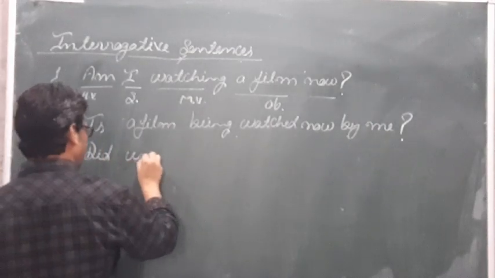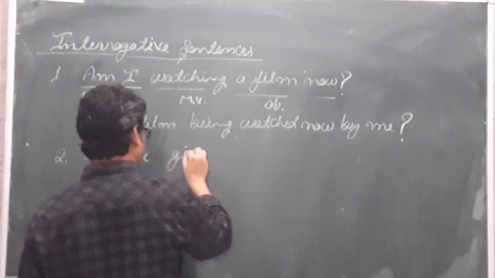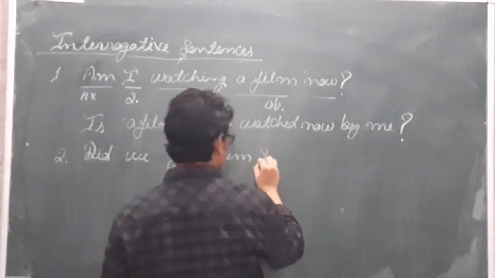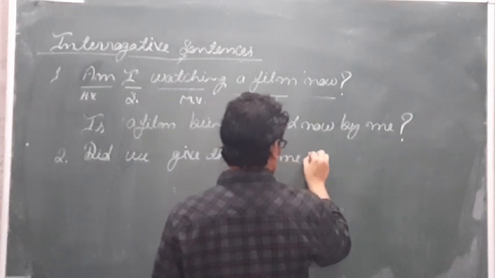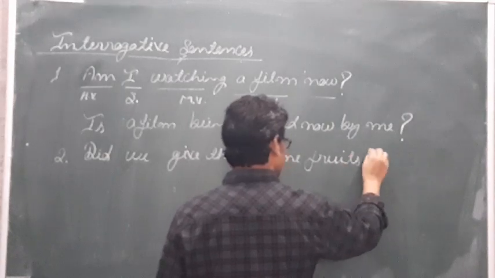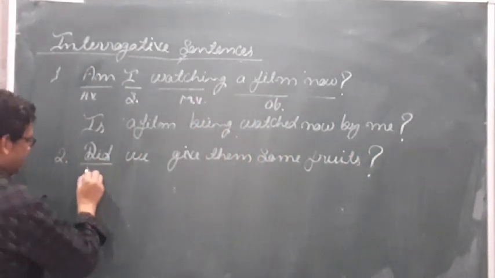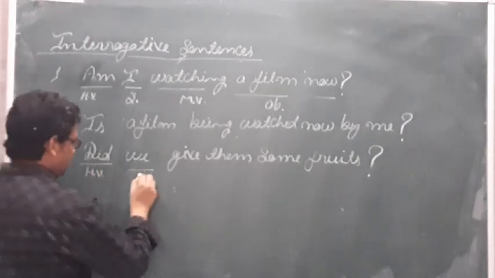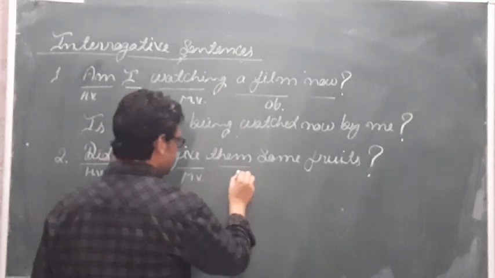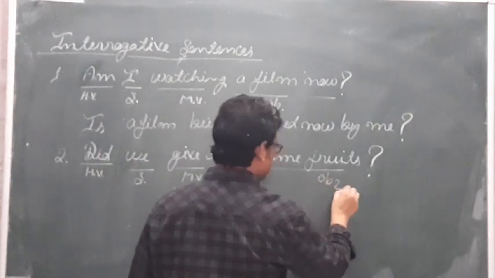Did we give them fruits? Here we see this is the helping verb, this is the subject, main verb, object 1 and object 2.